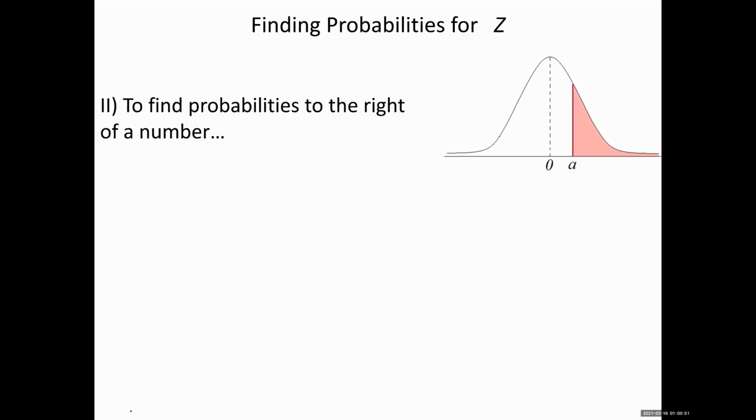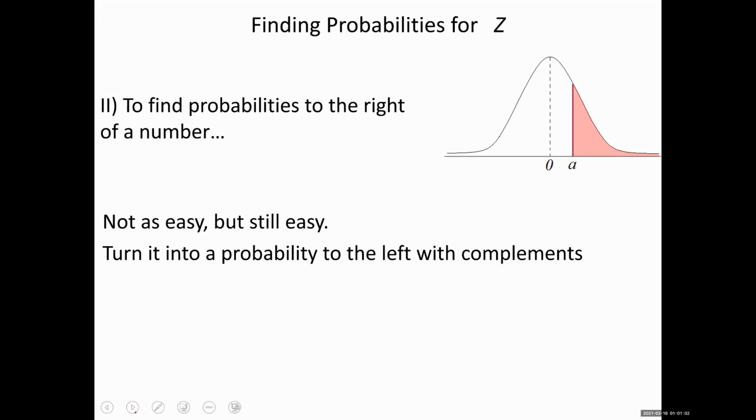All right. So this says to find the probability to the right of a number. How do you find the area to the right of a number? You don't just use the table. The table's only made to find areas to the left. How do you find the area to the right? Well, here's what I wrote here. It's not as easy, but it's still pretty easy. Just a little bit extra work. You're going to turn it into a probability to the left with complements.